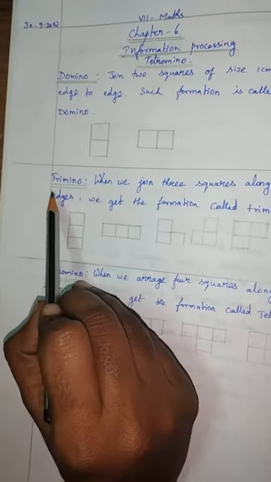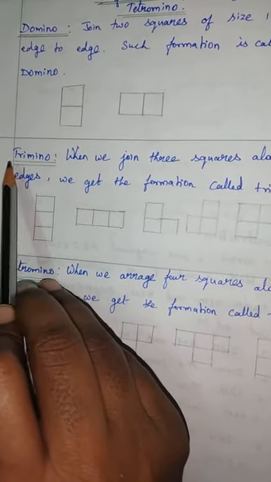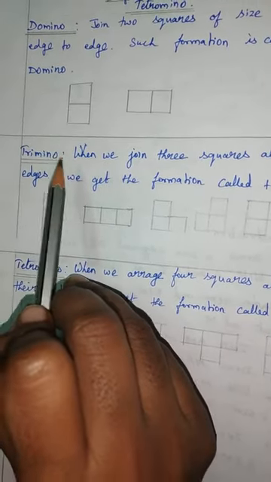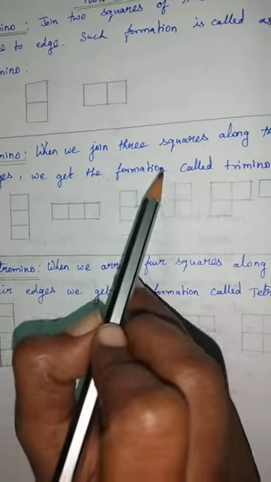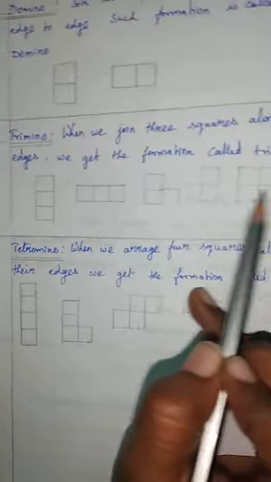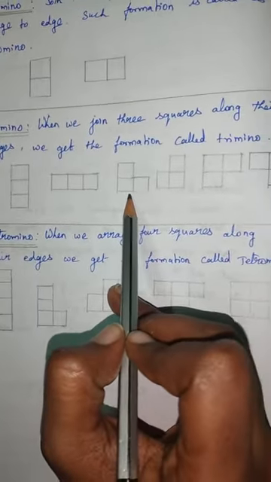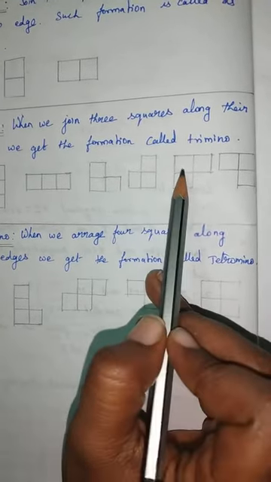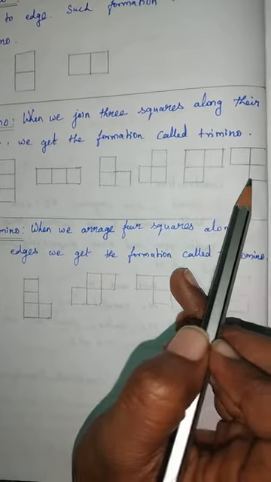The next we are going to see is a trinomio. The name tri itself says that tri means 3. That is, 3 squares are joined along their edges. Then we get the formation called trinomios. These are the 6 formations of trinomios, that is the horizontal, the vertical and L-shaped trinomio. This L-shape can be rotated by 90 degree, 180 degree and 270 degree. We will get some other trinomios.